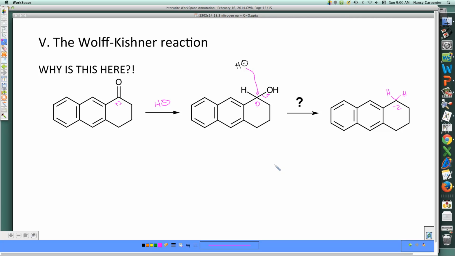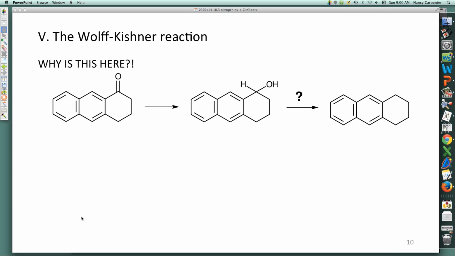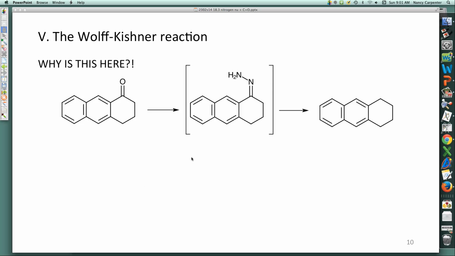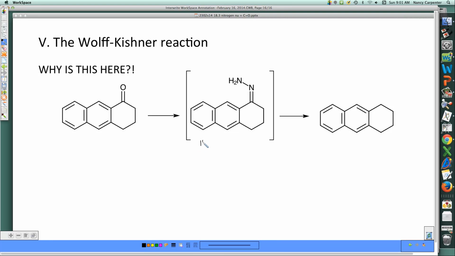First of all, OH is a lousy leaving group, and second of all, the only thing that would happen is that the H- would deprotonate the OH. So I can tell you right now, hydride reducing agents are not going to do the trick. They will not work. So, why is this here? This is what we're trying to do. It is here because this reaction goes by way of an imine. Well, no, this isn't an imine. This is called a hydrazone.